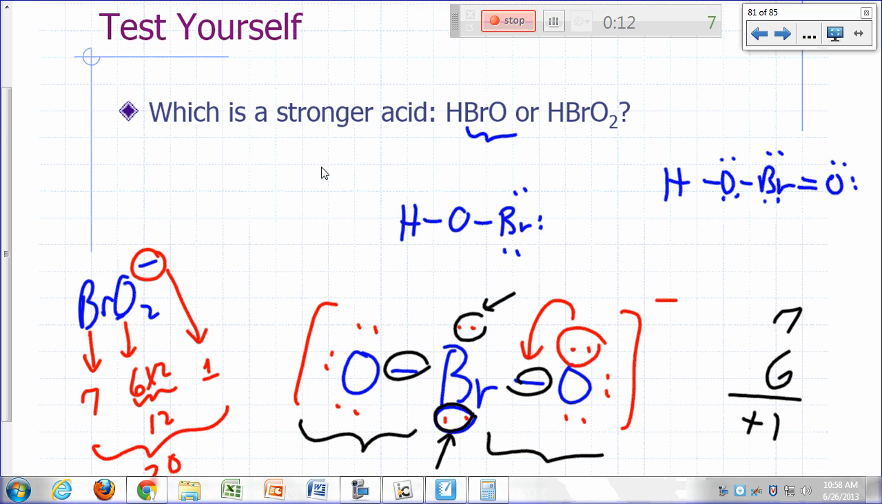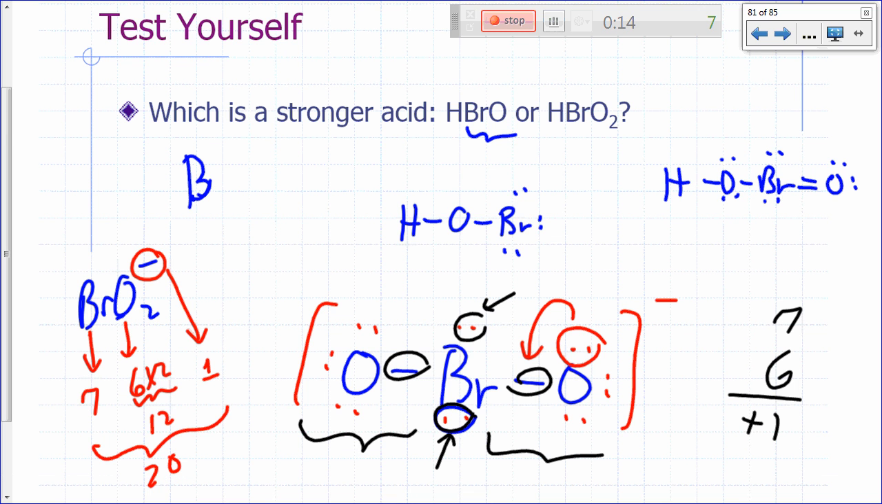The bases are both negatively charged. They have a -1 charge. Same charge, so you look at the size to do the charge density. Which one has a smaller charge density?